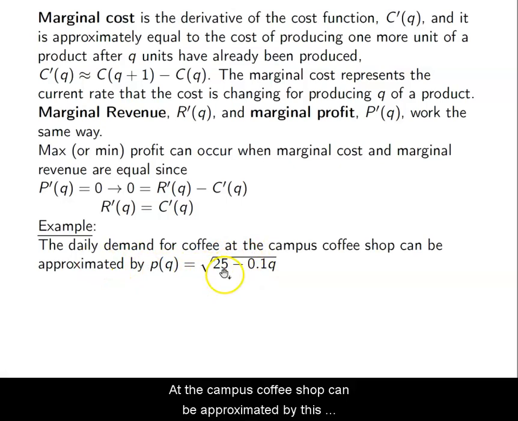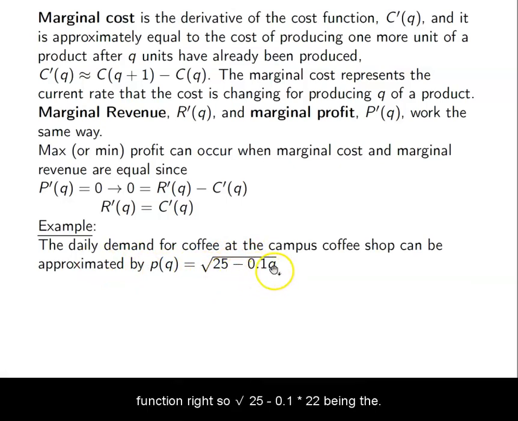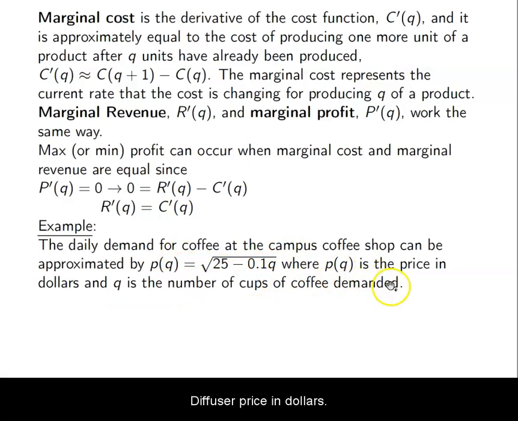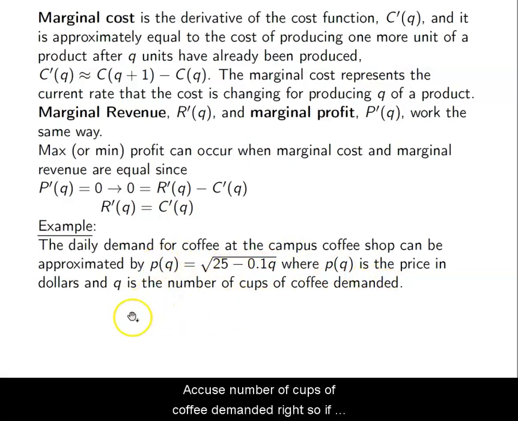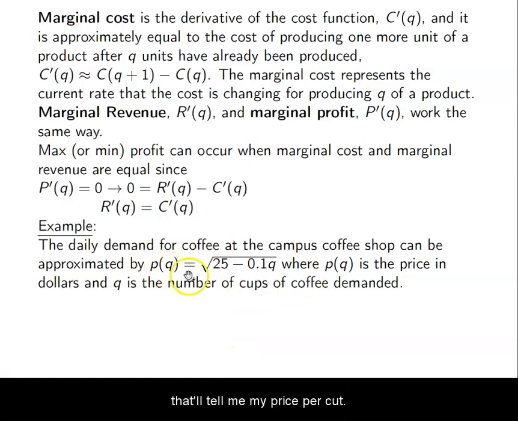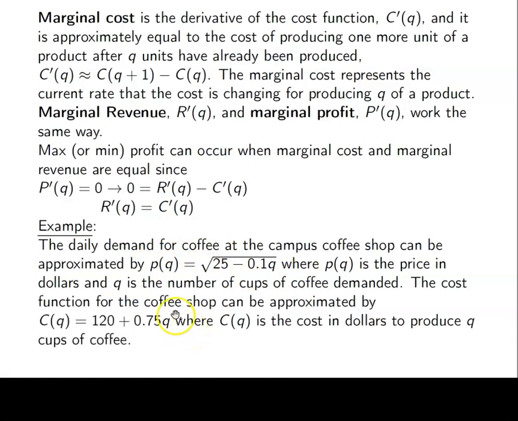So the price function is the square root of 25 minus 0.1 times Q, Q being the quantity being sold. P of Q is the price in dollars, and Q is the number of cups of coffee demanded. So if we sell, say, 1,000 cups a day, that will tell me my price per cup.